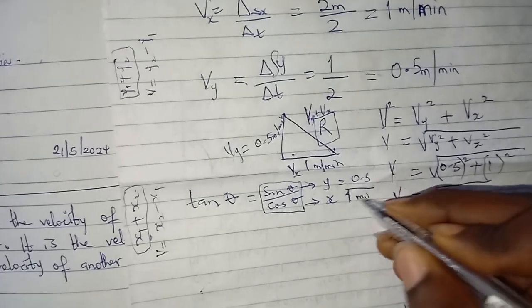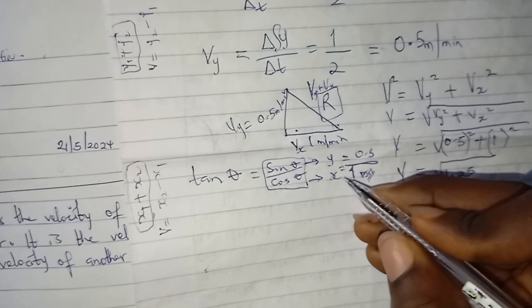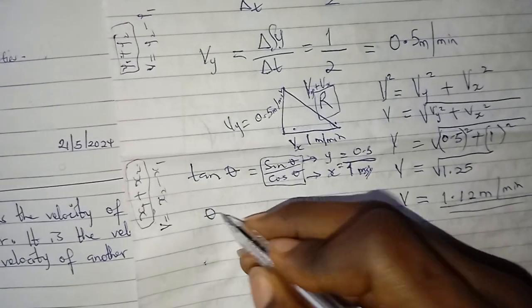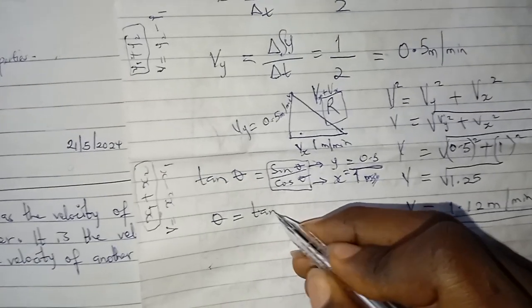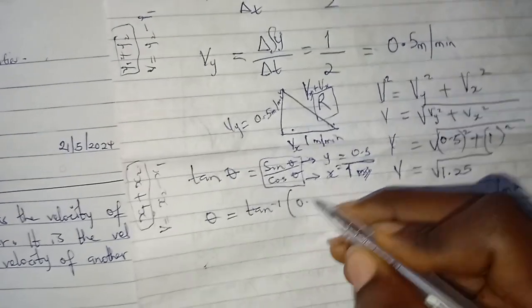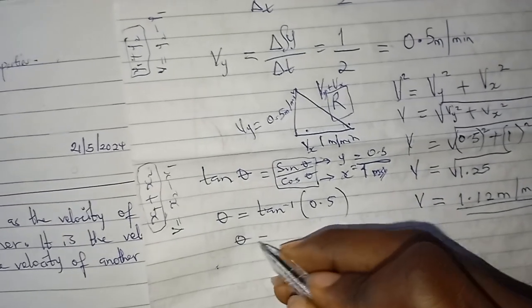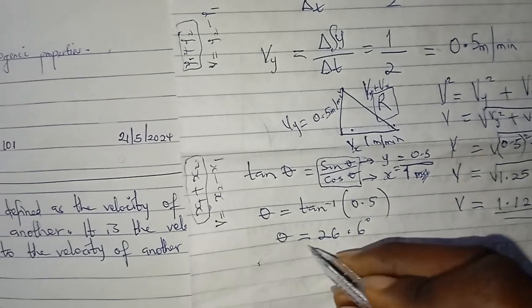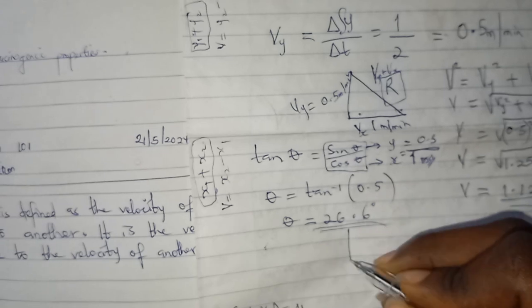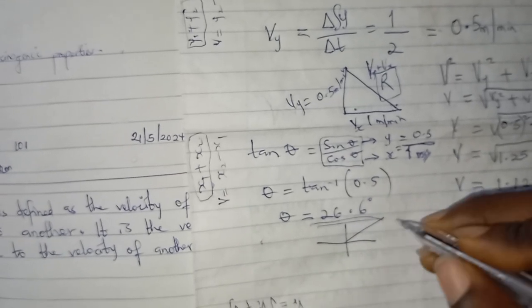Okay, let me just write 1. No need putting the units. So you see that means that theta will simply, anything divided by 1 is that thing. So theta will simply be tan inverse of 0.5. And theta will be equal to 26.6 degrees. This is our theta, which means that the direction is in the first quadrant. So it's in the first quadrant.